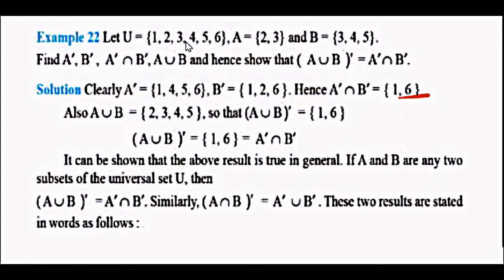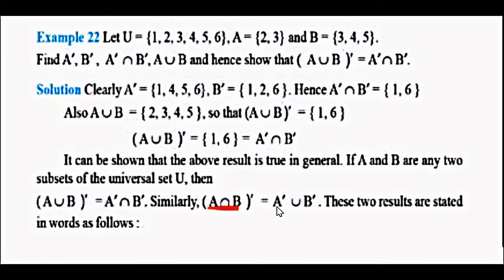Now A union B will be just A and B combined, so you will get 2, 3, 4, 5. And now you take A union B complement, which means all these should be removed from U. Remove all these 2, 3, 4, 5, so you'll be left only with 1 and 6. So A union B complement is 1, 6, and this is exactly equal to A complement intersection B complement. And as we see from this example, we can easily tell that A union B complement is equal to A complement intersection B complement.